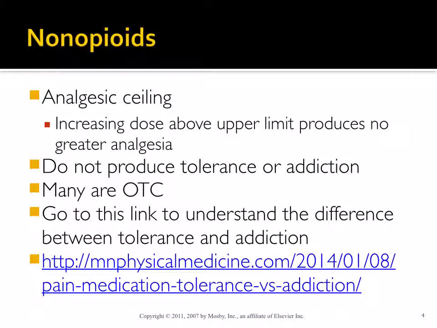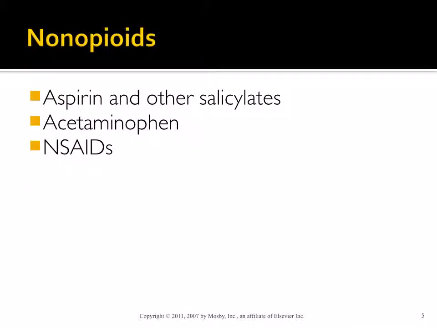Let's go to the non-opioids. Now, this slide tells you more about non-opioids. It's telling you what medications exactly come under this category. There are aspirin and other salicylates class of drugs, then there is acetaminophen, and then there are NSAIDs.